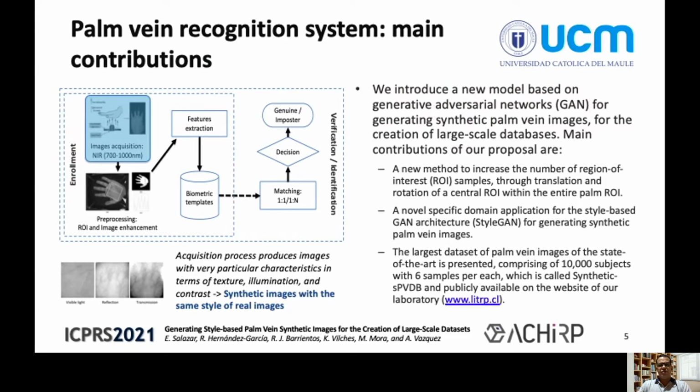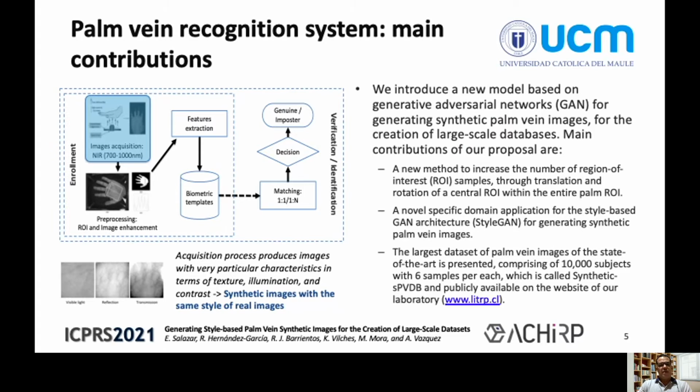Palm vein recognition systems capture images using near-infrared illumination. The acquisition process produces images with very particular characteristics in terms of texture, illumination, and contrast. Hence, in this work, we introduce a new model based on a GAN model for generating synthetic palm vein images for the creation of a large-scale database.